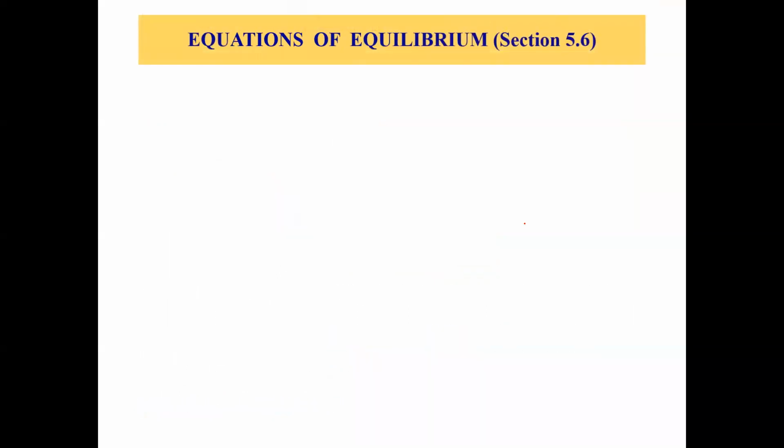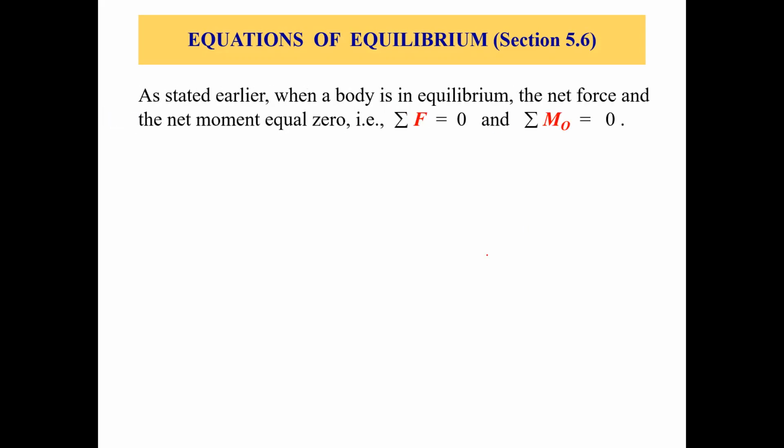Okay, so now coming over to the equations of equilibrium, section 5.6 of your book. If you remember, we have talked about this earlier, that if we are analyzing in 3D space, then we have 6 equations of equilibrium, right? So what are those 6 equations of equilibrium? They originate from these two equations, sigma F equals 0 and sigma M equals 0, right? So the net force equals 0 and the net moment equals 0.